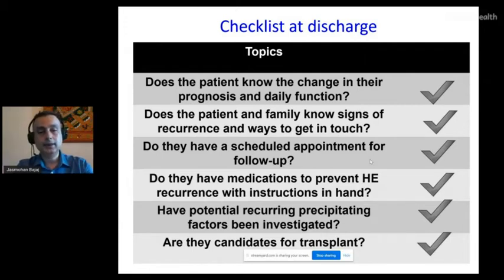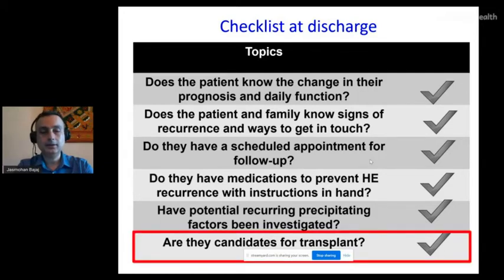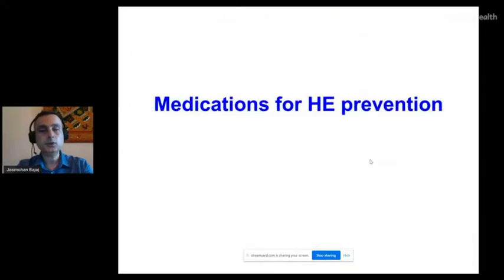Again, I've told this again and again, have potential recurring precipitating factors been investigated? And if they have not, you really must take a step back and not focus on just this episode, but put this episode into the larger context of what has happened with these patients. And last, but not the least, are they candidates for liver transplant? This is clearly the only lasting cure for people who come in for multiple episodes of encephalopathy, and you need to figure that out. So what are the medications for prevention of hepatic encephalopathy after discharge?